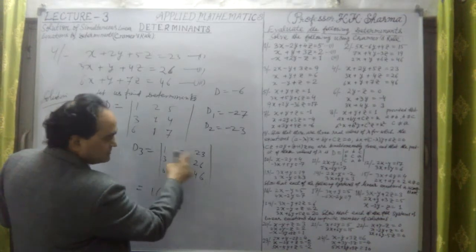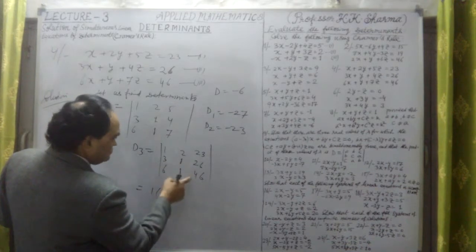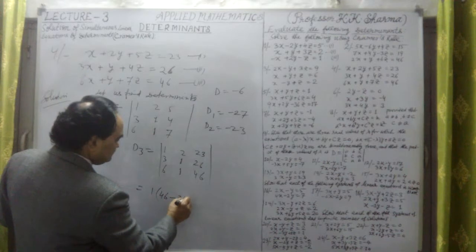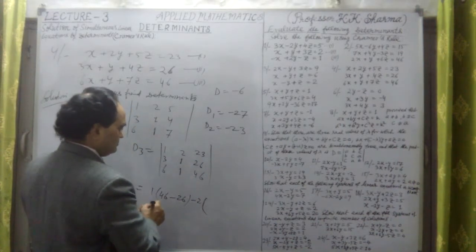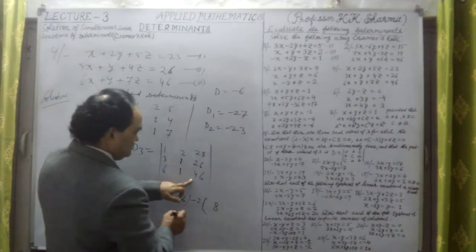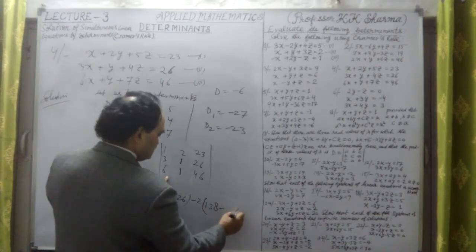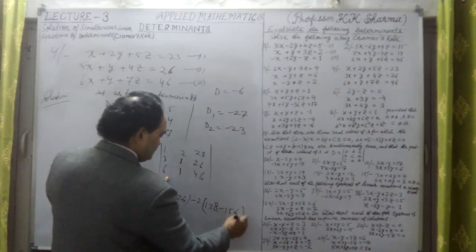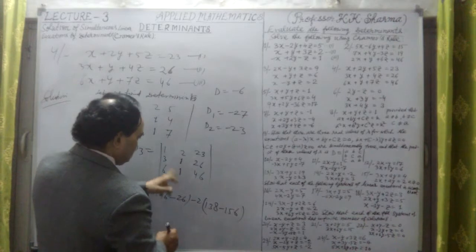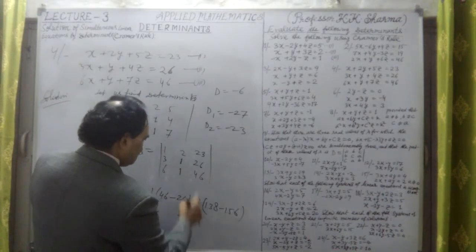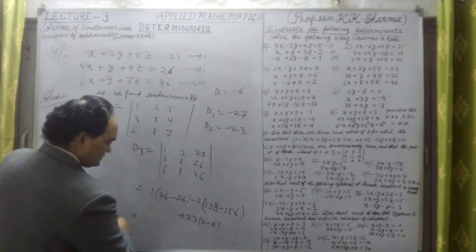The determinant value is 1 into, expanding with respect to the first row, the cofactors of the first row elements, 1 into 46 minus 26, minus 2 into 3 into 46. 3 into 6 is 18, 8 and 1 carry, 3 into 4 is 12 and 1 is 13, so 138. Minus 6 into 6 is 36, 3 carry, 3 into 4 is 12, 12 and 3 is 15, so 156. Then plus 26 into 3 minus 6, 3 into 3 and 6 into 1. This will give us 46 minus 26, which is 20.